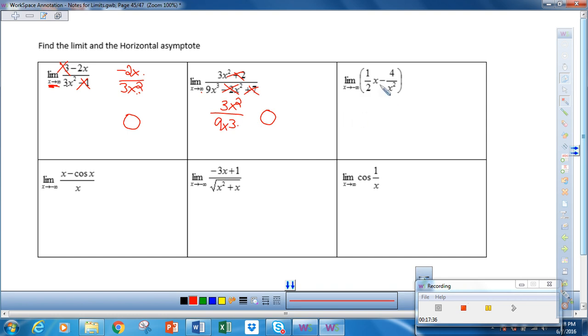You want to try this one? You want to pause it and see what you get? Okay, pause it and come back and let's see if we get the same thing.